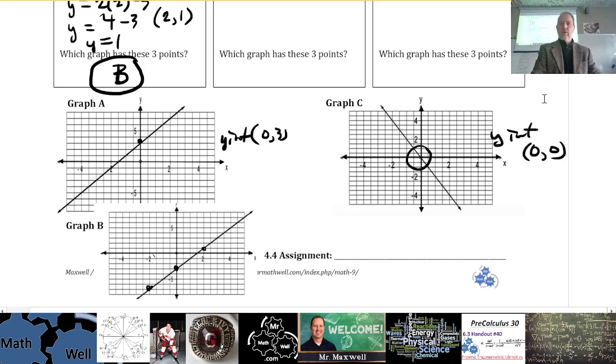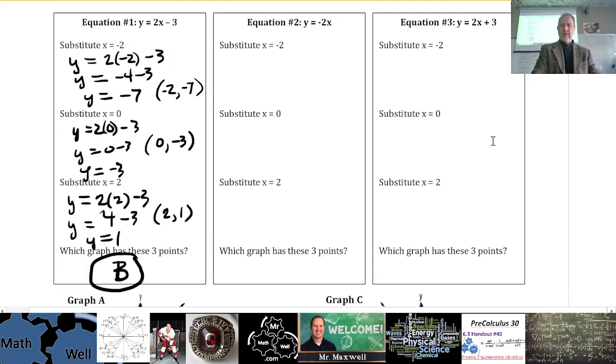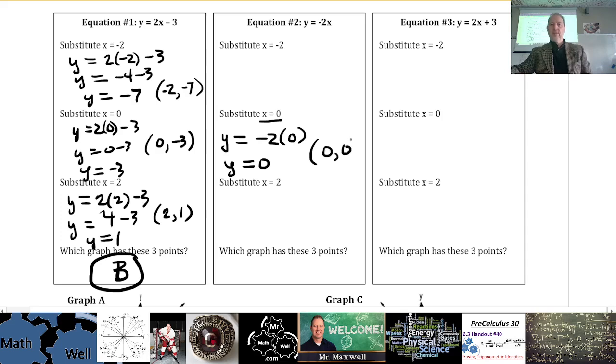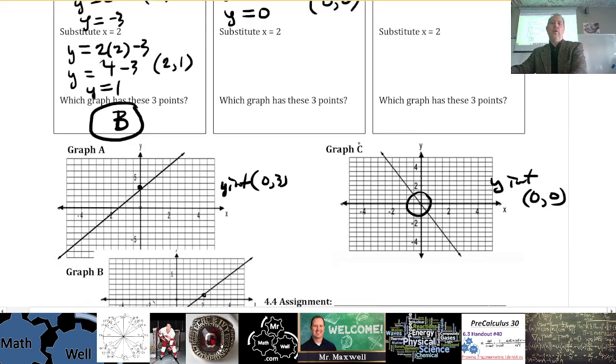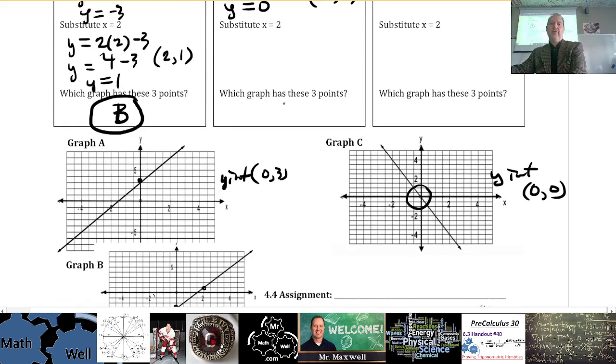Okay. So I'm going to use that knowledge, and I'm going to go, you know what? I'm going to check y equals 0 first. Let's see what y equals 0 gives us over here for equation number 2. So that's going to be -2 times 0, y equals 0. Oh. So this has the point 0, 0 on the graph. So guess what? Right away, you know which graph this is. It's graph C.